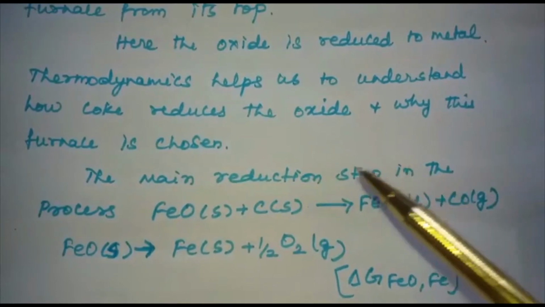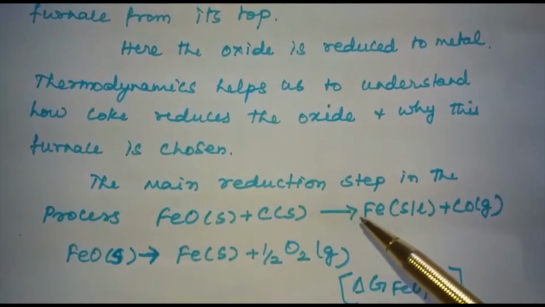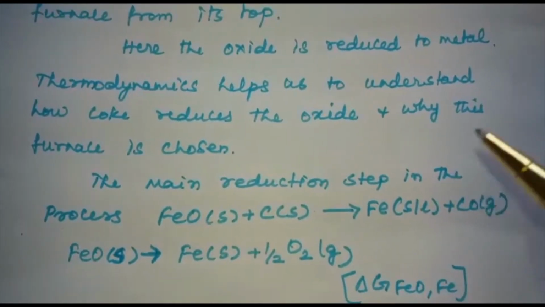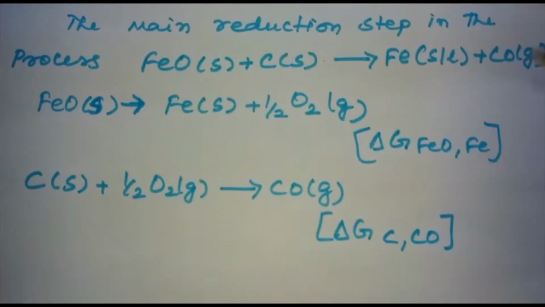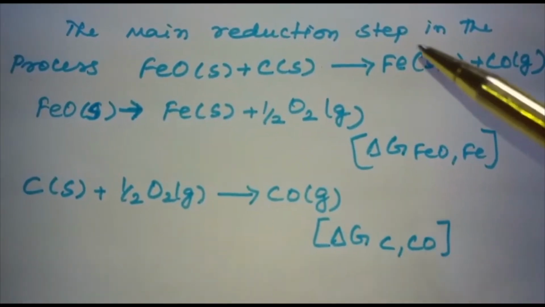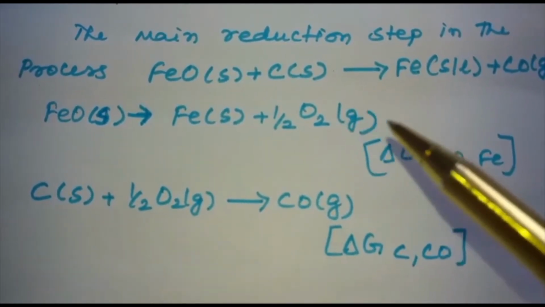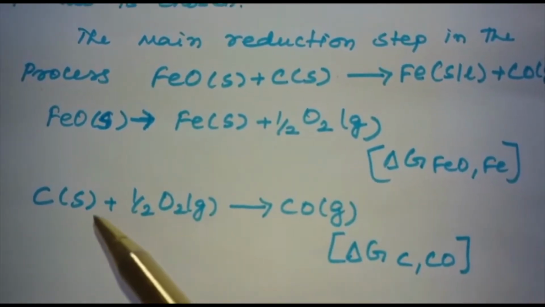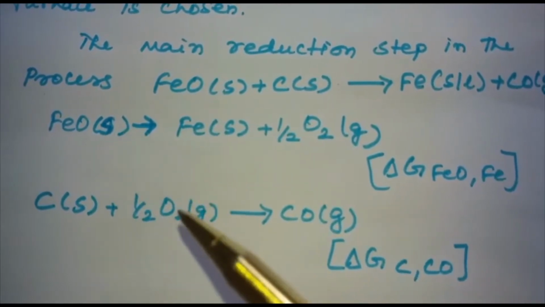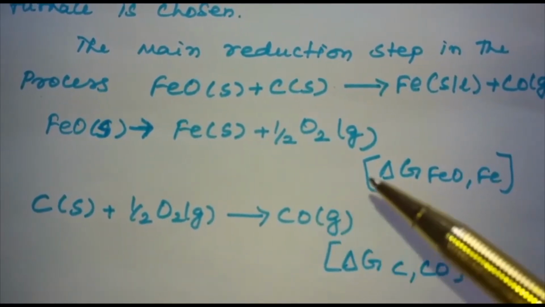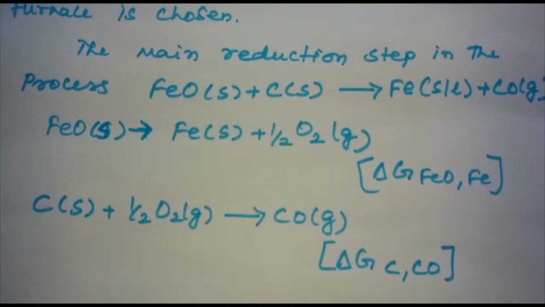The main reduction step in the process is FeO plus C. C is the reducing agent. Coke gives Fe plus CO. And this can be written as two half reactions. This is the overall reaction, which can be written in two steps. FeO gives Fe plus half O2, which will have a delta G value, and C, the reducing agent, takes up the oxygen given out by this FeO to give CO. These are the two half reactions and this is the overall reaction.